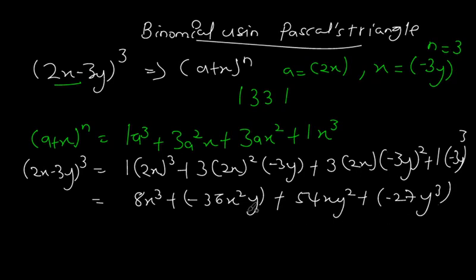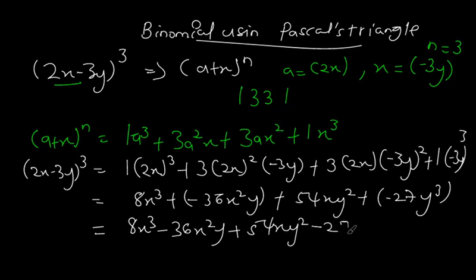Mind you, if you square and we have y attached or x attached, always remember to square it and then have the powers over there. So our expansion for this example will be 8s cubed minus 36s squared y plus 54xy squared minus 27y cubed. So this is how we use Pascal's triangle to solve an example or to expand something.